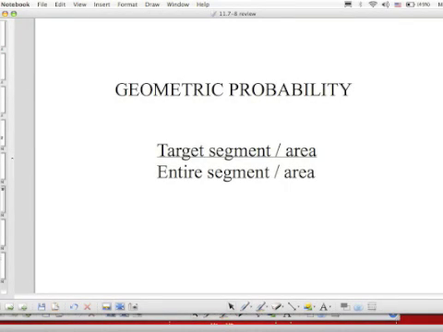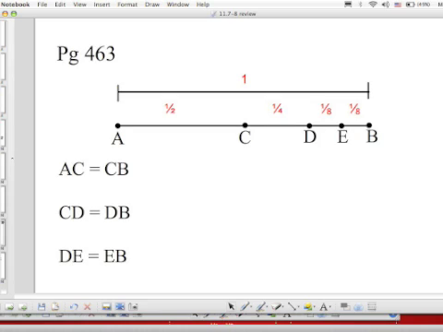Where we dealt with segment lengths or areas. In each type of problem, we are going to put our target segment or area and divide it by the entire segment or area every single time. Page 463, this is an example.